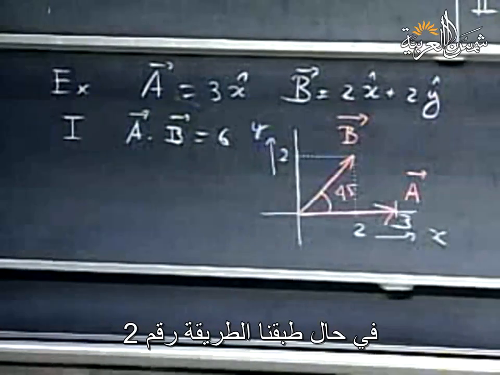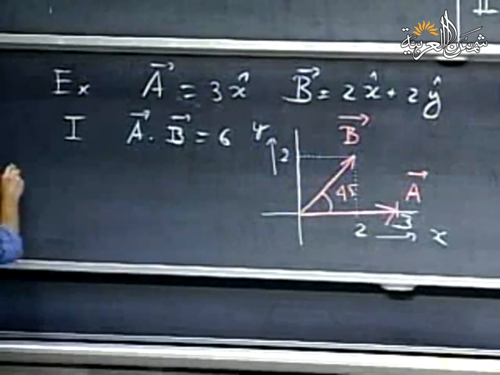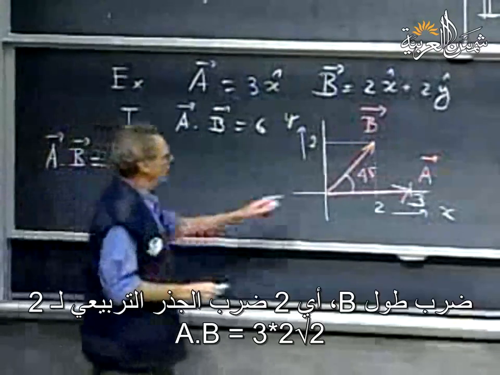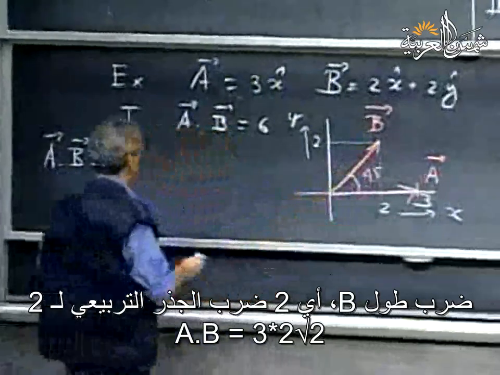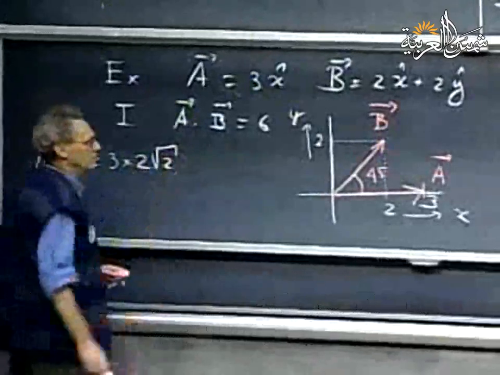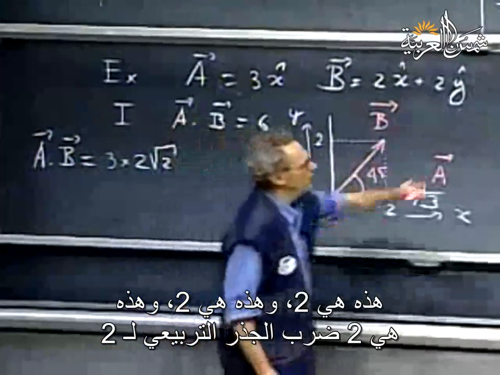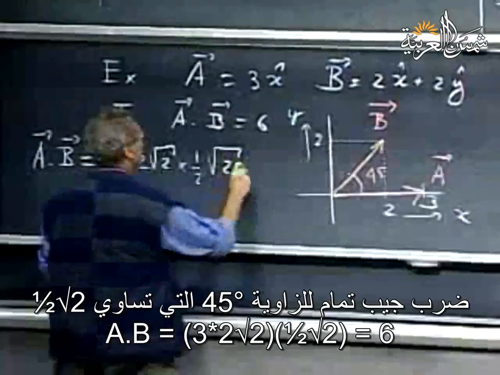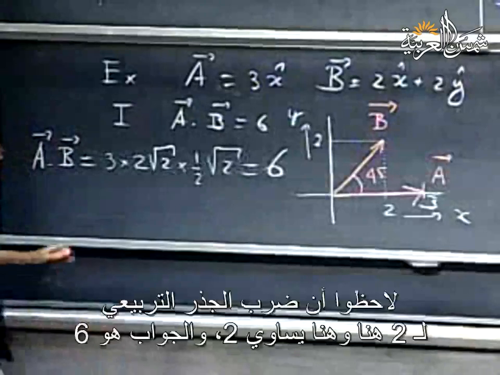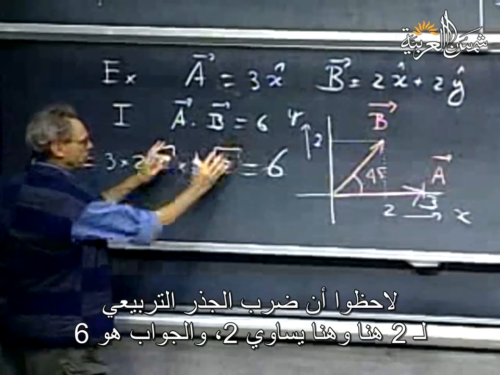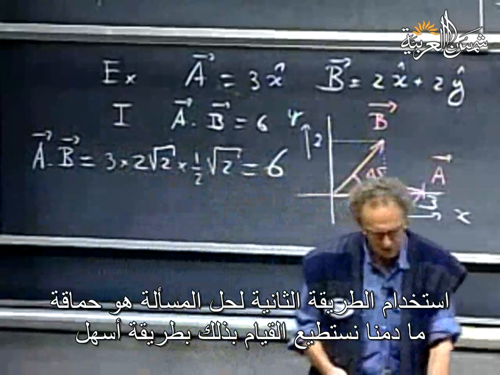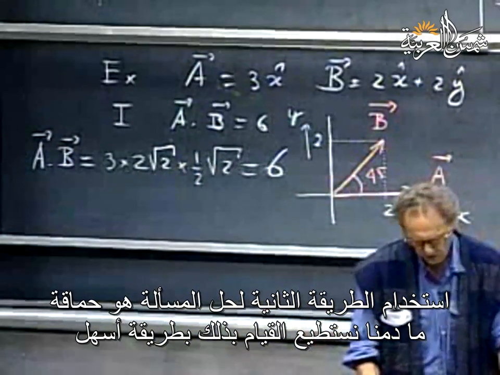So if we now apply method number 2, A dot B, first the length of A, that's 3, times the length of B, that is 2 times the square root of 2. This is 2, this is 2, this is 2 square root 2, times the cosine of 45 degrees, which is 1/2 square root 2, and the answer is 6. Notice that this square root of 2 and this square root of 2 eat up this 2, and you get 6. You get the same answer, of course. But it would be a dumb thing to do it, since it can be done so much easier.